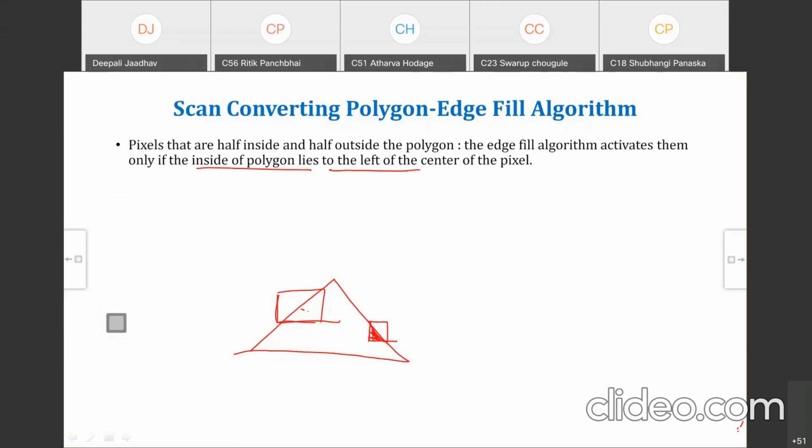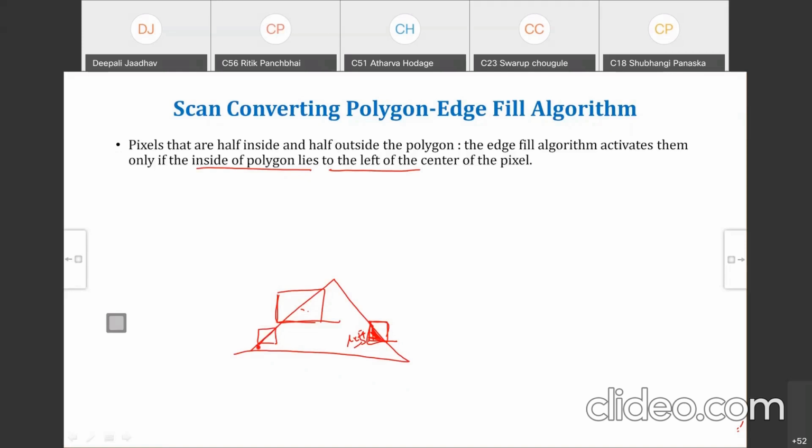Here this pixel is on the left side, so this pixel is activated. Activated means make its complement. And in this other case, suppose this is the pixel. The inside part of the pixel is to the right of the scan line or the center of the pixel. So in that case, it is not activated. Whatever the previous color was, it is kept as it is.